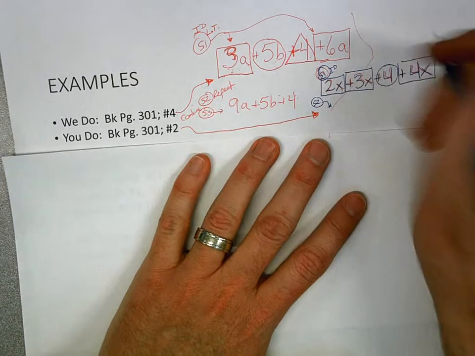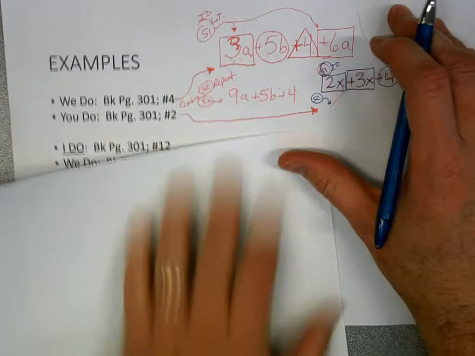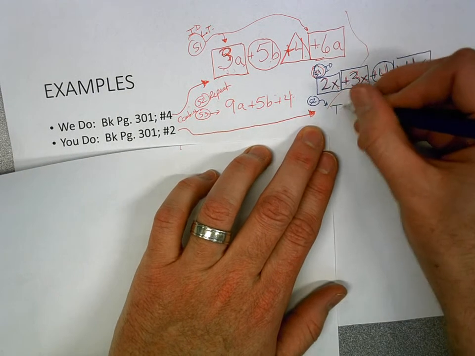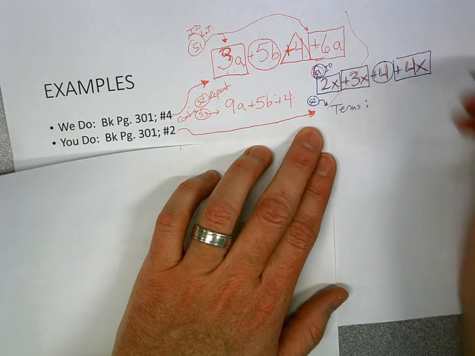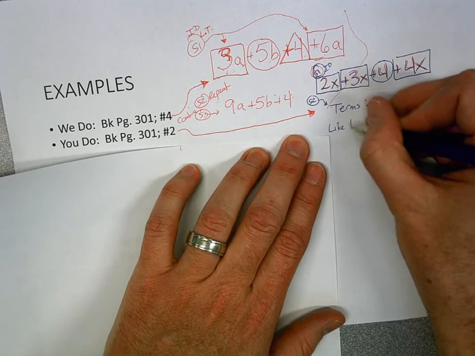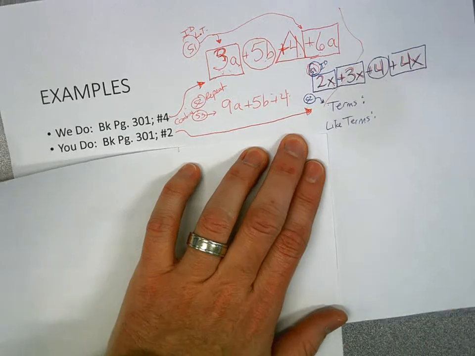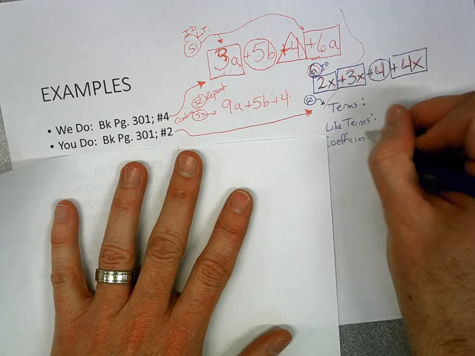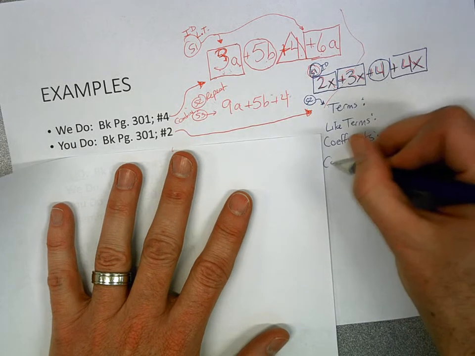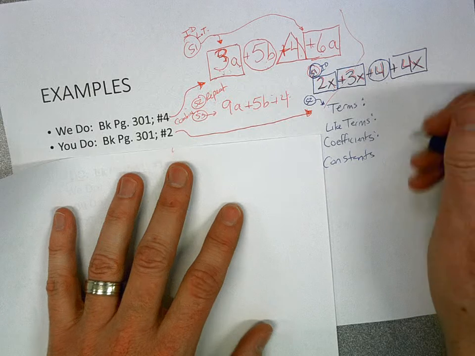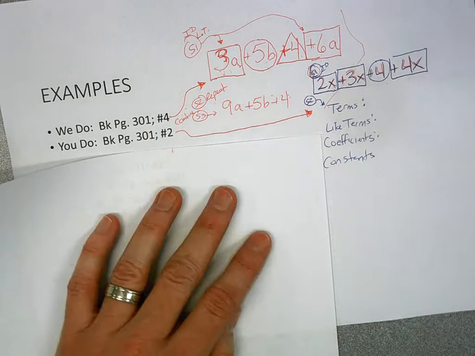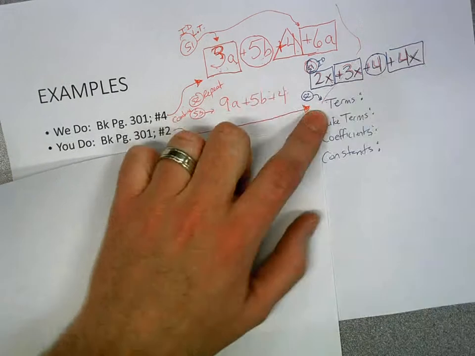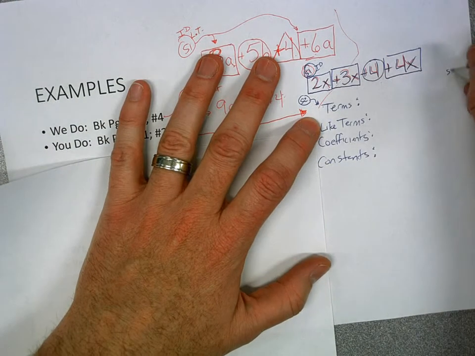Go ahead and label all the different parts of this. It's asking for the terms, so I'm going to write terms with a colon. Like terms, coefficients, and constants. Okay, so here's what we're going to do. Step 3 is we're going to just go ahead and label all these.